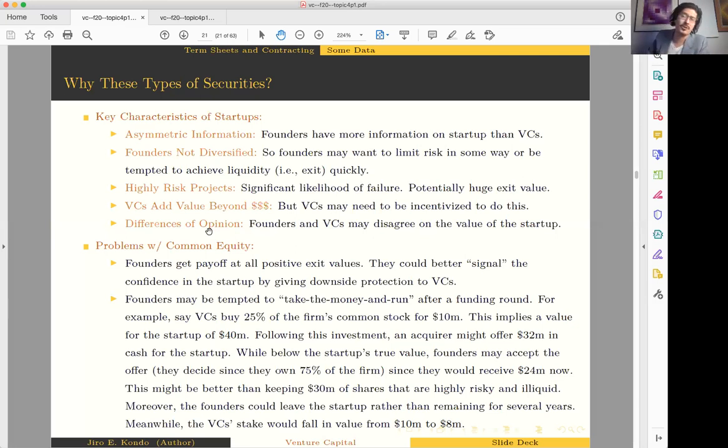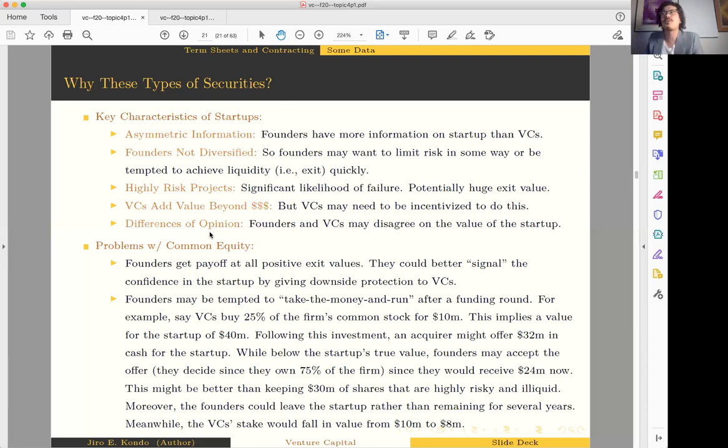So the first thing I want to do is tell you guys why common equity is almost never used for funding of a startup. And there's really two pieces to this argument, or two different explanations. The first one is kind of material, but pales in comparison to the second one. Let's put it that way. All right, but I'll mention both anyway.